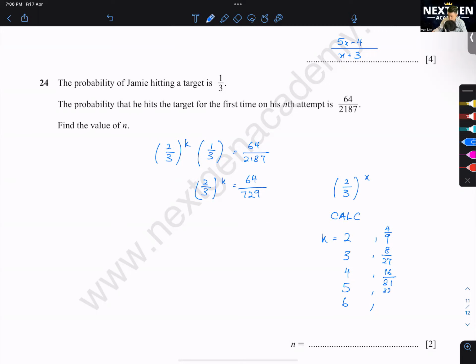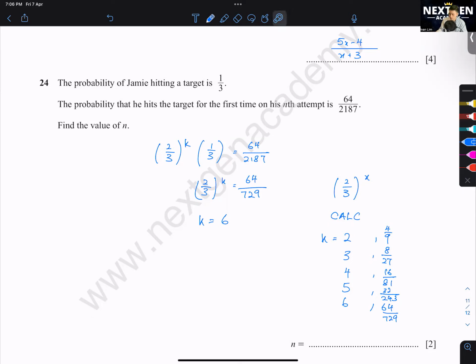This one 32 over 243. And for 6, you see, it reaches 64 over 729, right? So my k value is equals to 6. Okay, this is how you calculate it.